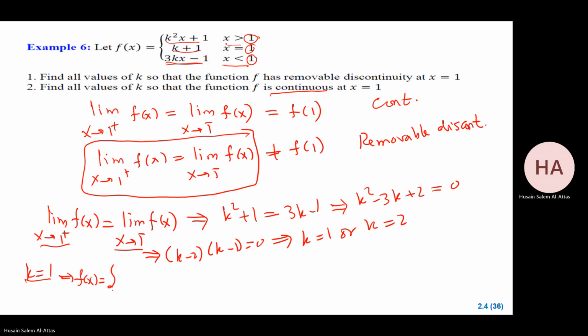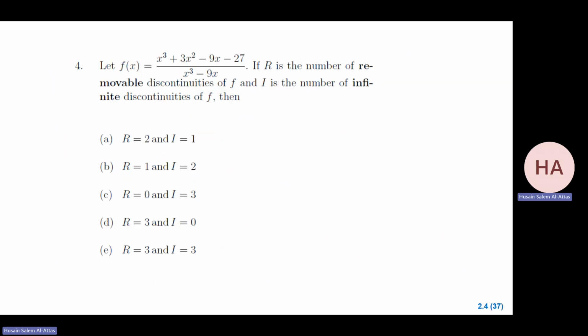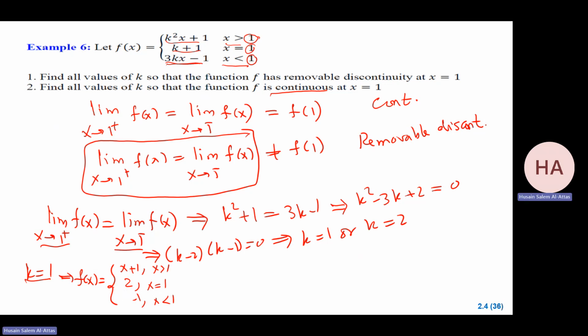The function will be x plus 1 if x greater than 1, 2 if x equals 1, and 3x if x less than 1. Sorry, I have 3x because I have k, and k is 1. In this case, is the function continuous or not continuous?